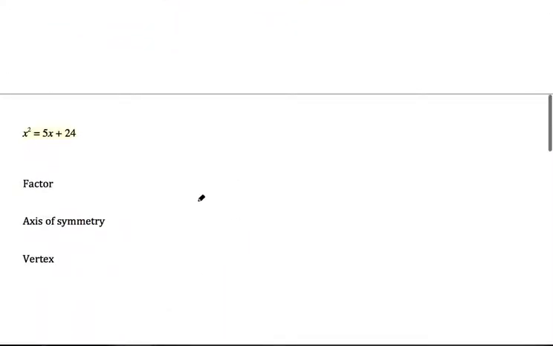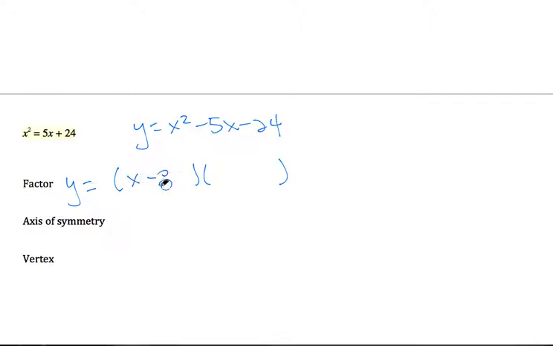Okay, the next topic that we want to review is how to factor, what an axis of symmetry is, and where the vertex is. So the first thing I need to do is put this in standard form: y equals x squared minus 5x minus 24. And to factor, I just need to write it in factored form. However you remember how to do this, whether it's the box method or factor by grouping, y is equal to x minus 8 and x plus 3.